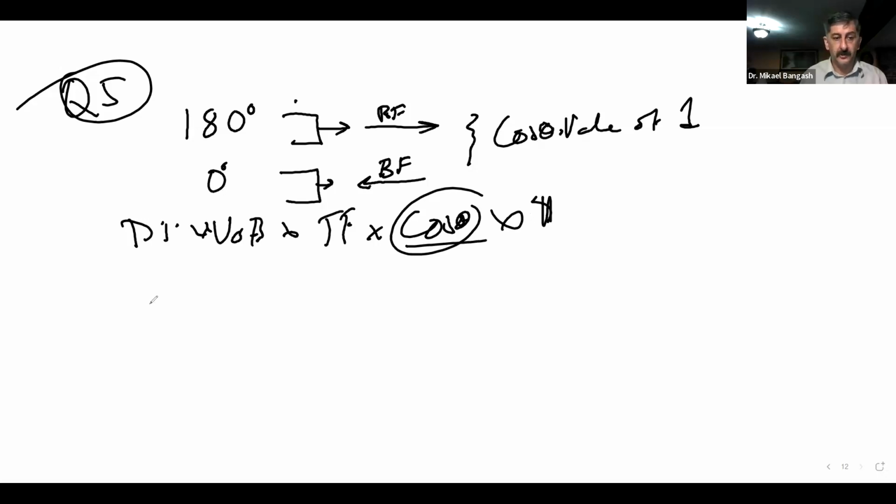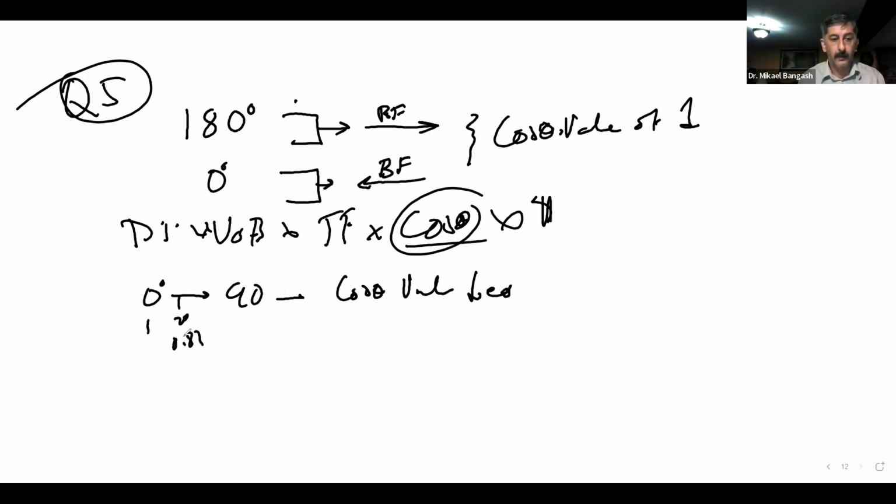Whereas if we go from 0 degrees to 90 degrees, we'll see that the cosine theta value of the angles decreases. Because we go from 1, we had an angle of 30, that was 0.87. Then we had an angle of 60. We said that the cosine theta value of that angle was 0.5, which is a half. And then we went to 90, which was 0.